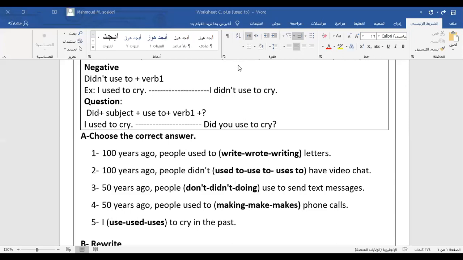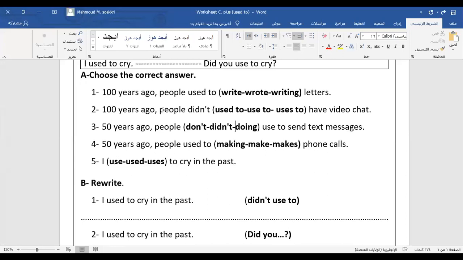Now we go back to Yusuf Khalid. Okay. Number 5, Yusuf Khalid. I use or I used or I uses to cry in the past. Use it. Excellent, Yusuf Khalid. Thank you. Mute yourself, please. Muhammad Samir. I used to cry in the past.